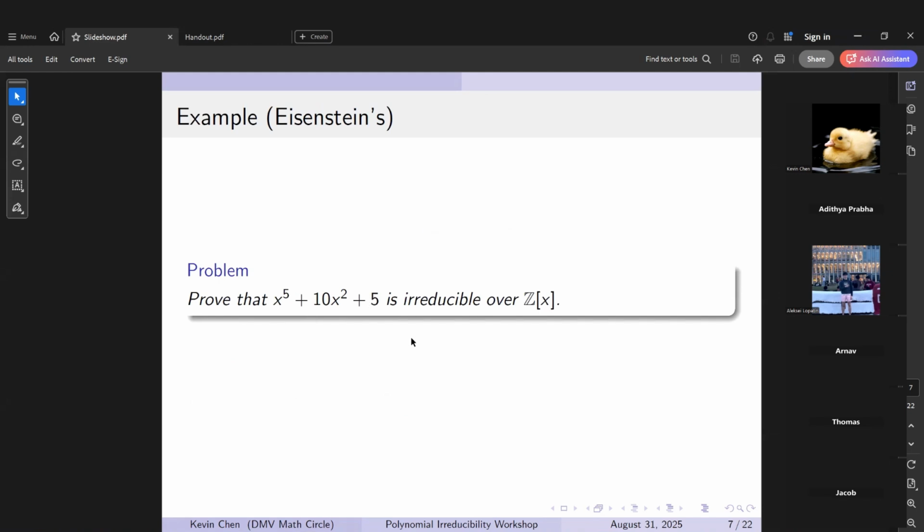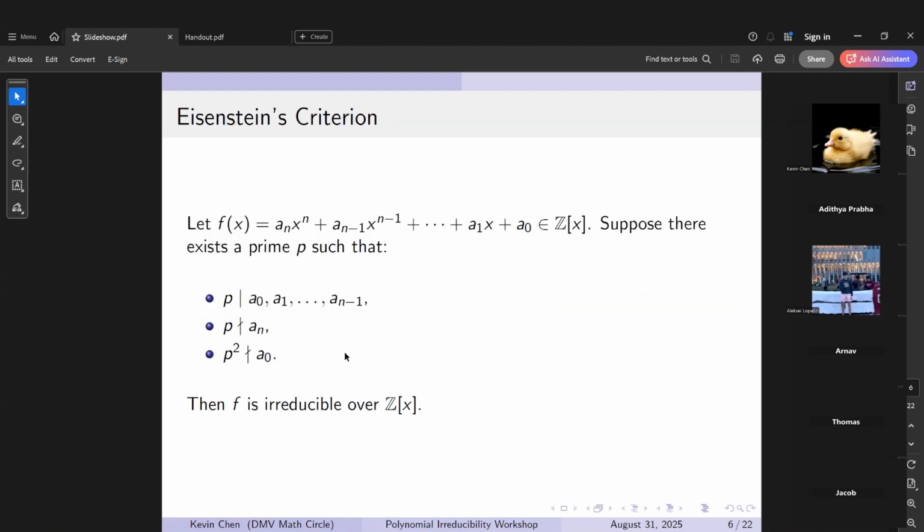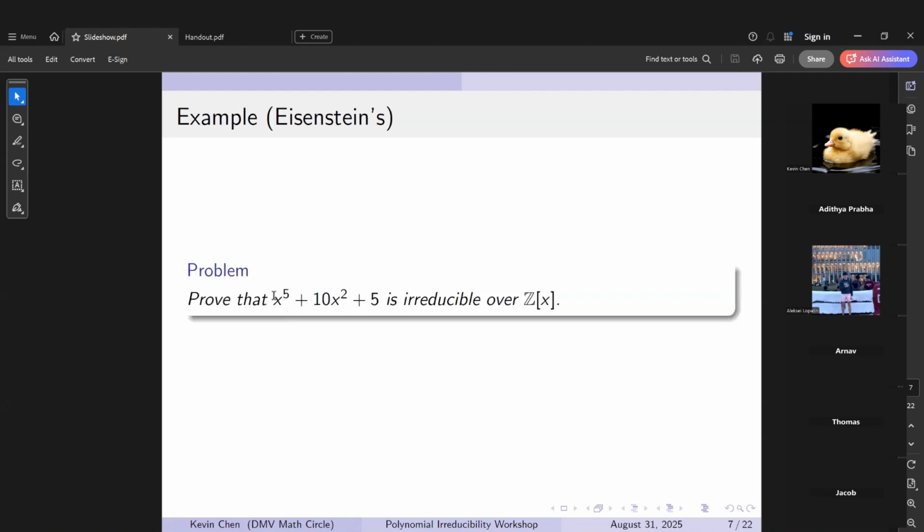So if p is equal to 5, then yes, the constant coefficient is a multiple of 5, and it isn't a multiple of 5 squared. So that condition is satisfied. And the other condition is that P cannot divide AN. Well, AN in this case is just 1, so that's obviously satisfied. And all the coefficients in the middle are multiples of 5 because they're 0 and 10, which are obviously multiples of 5. So this polynomial is irreducible by Eisenstein's criterion.